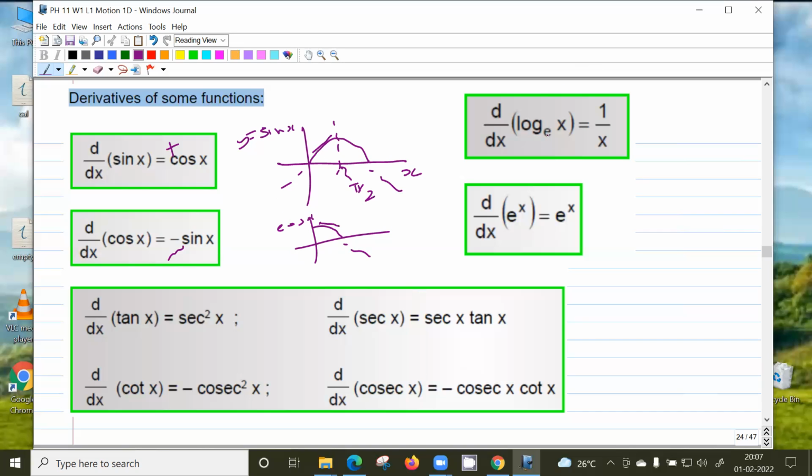Derivative of log x is 1 by x, and this log is to the base e. Derivative of e raised to the power x is e raised to the power x. So these things are standard.